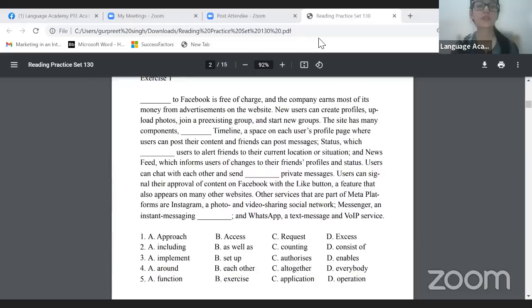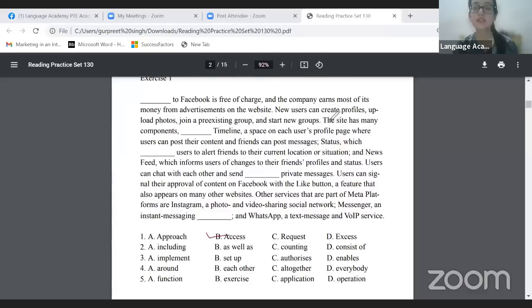So Dash to Facebook is free of charge. We all almost use Facebook, and what to Facebook is free. We don't approach Facebook. Approach is to request Facebook for something. We have access to Facebook that we can just download the application and access the website, access the application. We don't make any request to Facebook as a company, and access is more than required. So yes, all of you are correct in selecting access, means we can use the application free of charge, and the company earns most of its money from advertisements.